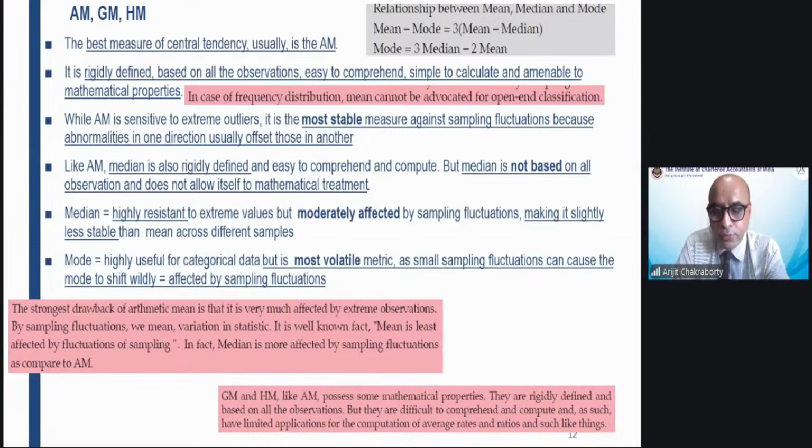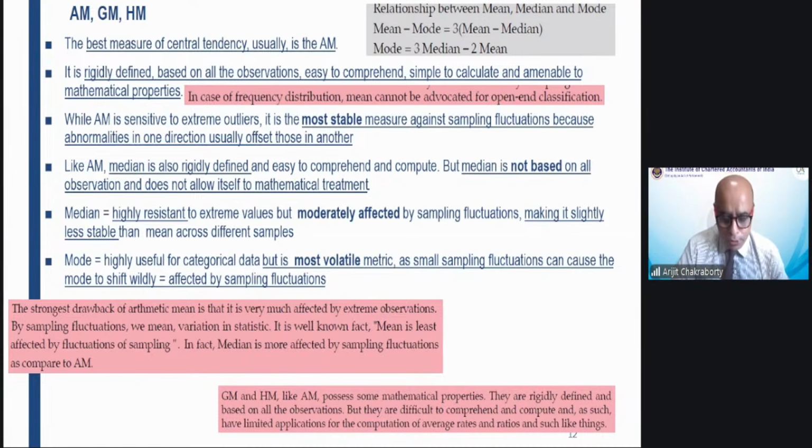It is also rigidly defined. On the other hand, GM and HM are a little more difficult to understand and perhaps more difficult to calculate when the number of observations becomes bigger and each of the observations has a certain frequency. Then the calculations become tedious. Even in basic calculations of geometric mean, logarithm has to be used.